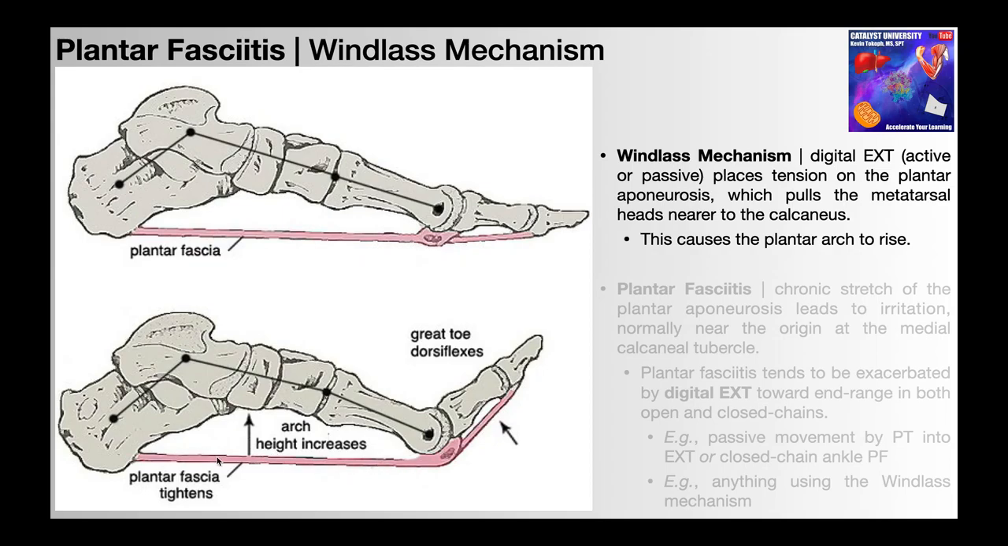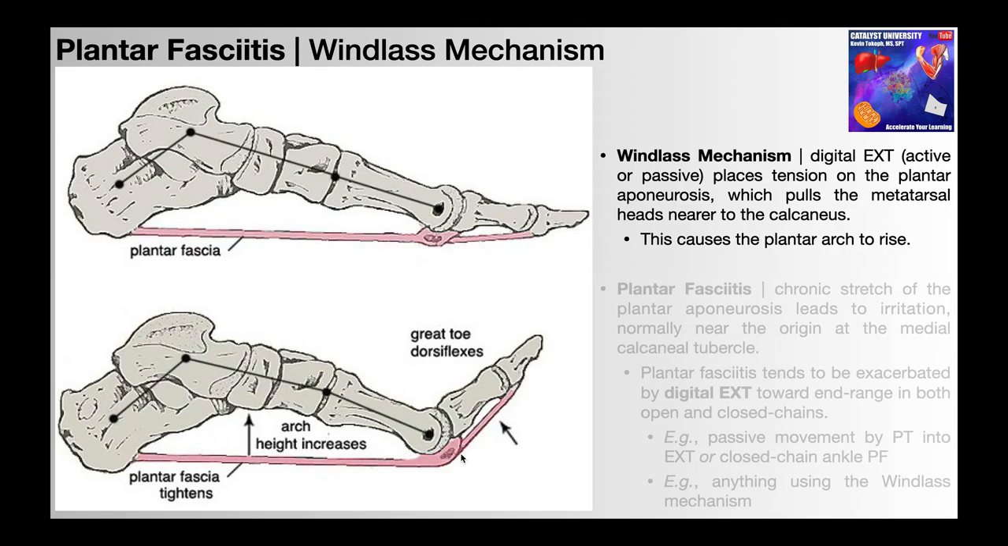And when this part of the plantar fascia down here gets tension on it due to great toe extension, it pulls the origin closer to the insertion, meaning it pulls that medial tubercle closer to the metatarsal heads. What that does is it allows the arch height to increase. And so this mechanism occurs anytime there's extension of the hallux at the MTP joint, and really the other digits too for that matter, regardless of whether it's active movement or done passively.